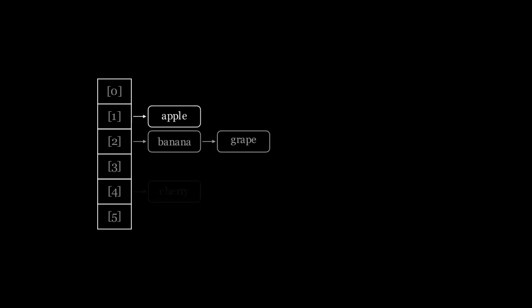What if 2 different keys hash to the same bucket? That's a collision, and it's inevitable as the table fills up. The most common fix is chaining. Each bucket holds a small linked list of entries. To look up a key, you go to its bucket and walk the chain. With a good hash function, chains stay short and average lookup is still O of 1.